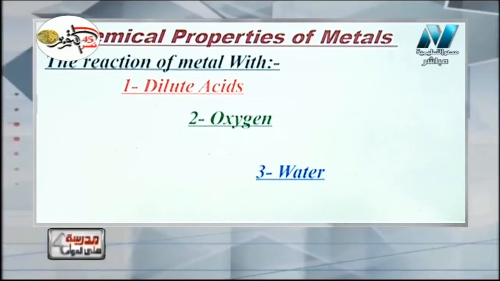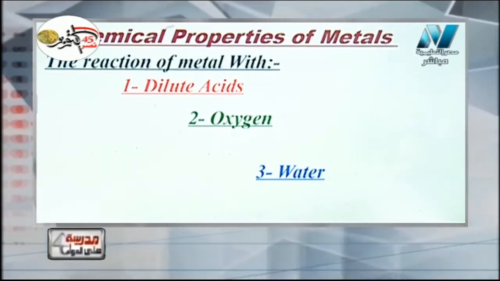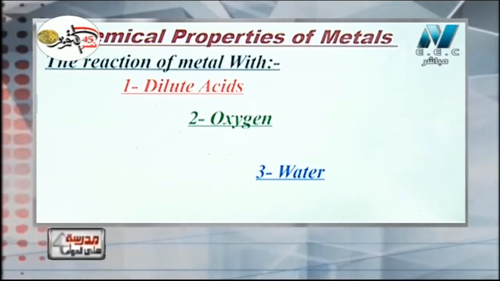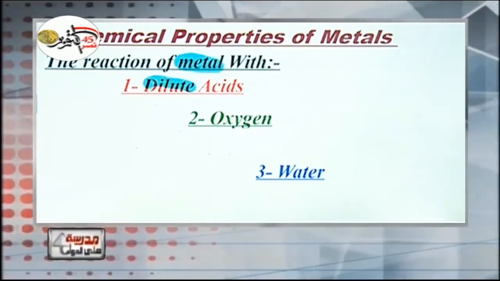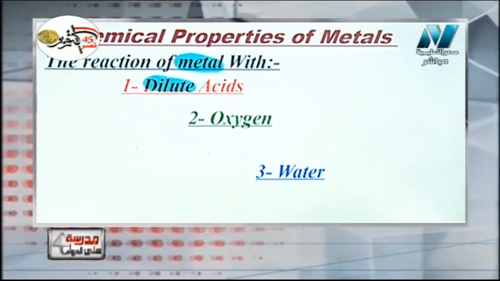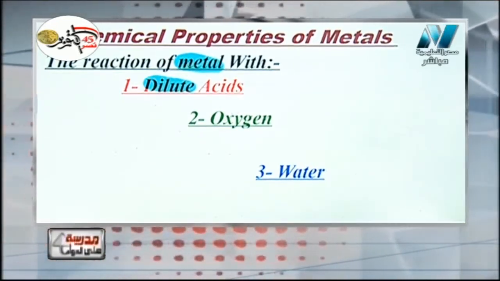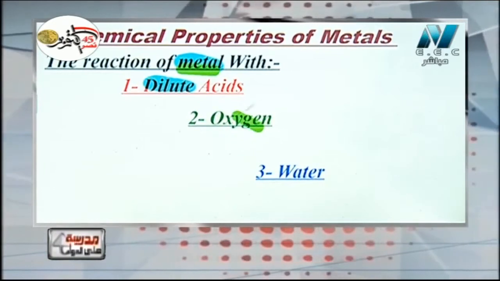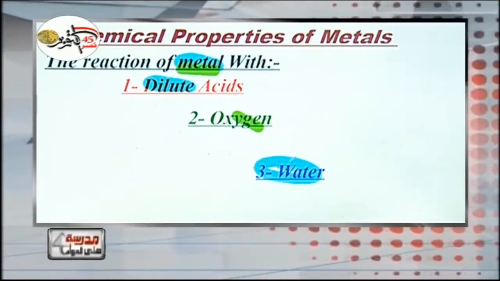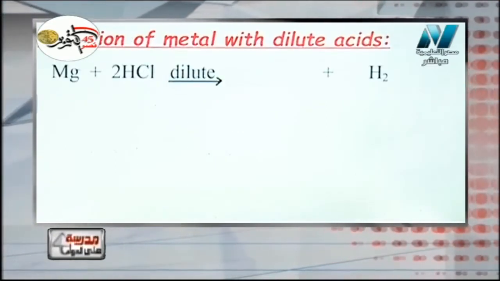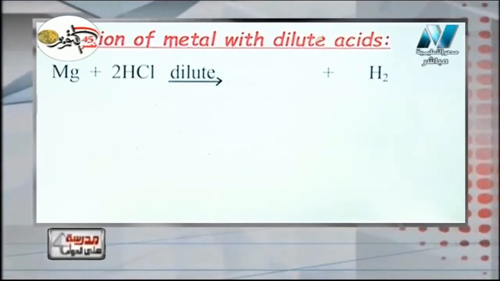So here, number 1, we have to deal with the reaction of what? Of metals with diluted acids. Number 2, we have to deal with the reaction of metals with oxygen, and number 3, we have to know the reaction of metals with water. So we have to study number 1, the reaction of metals with diluted acid.